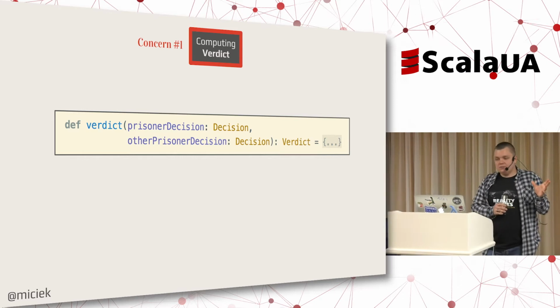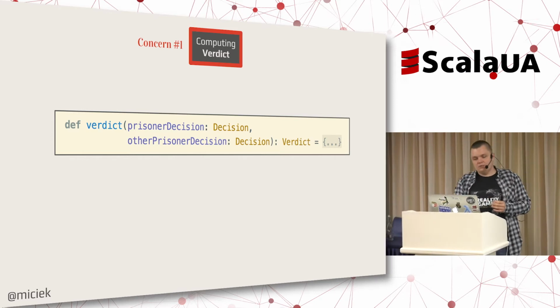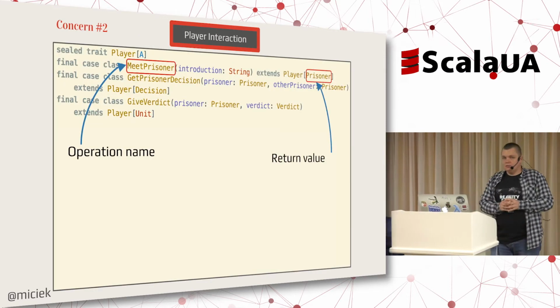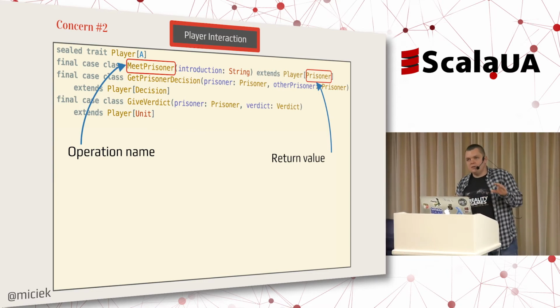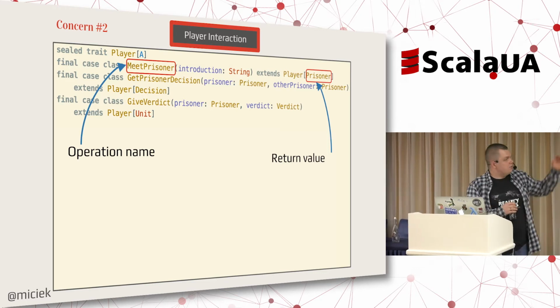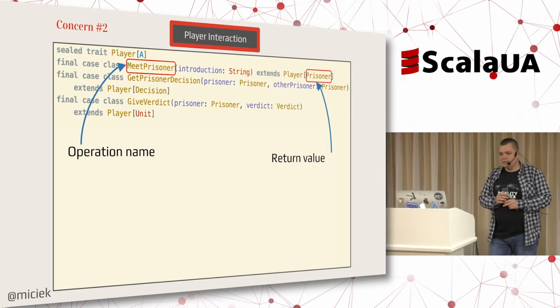So again, first concern is computing the verdict. So verdict, simple, pure function, nothing fancy. And the second concern is using the free approach. So we are disentangling the player interaction from the console implementation. And as I said, the free monad approach is something like that, a little boilerplate in Scala.